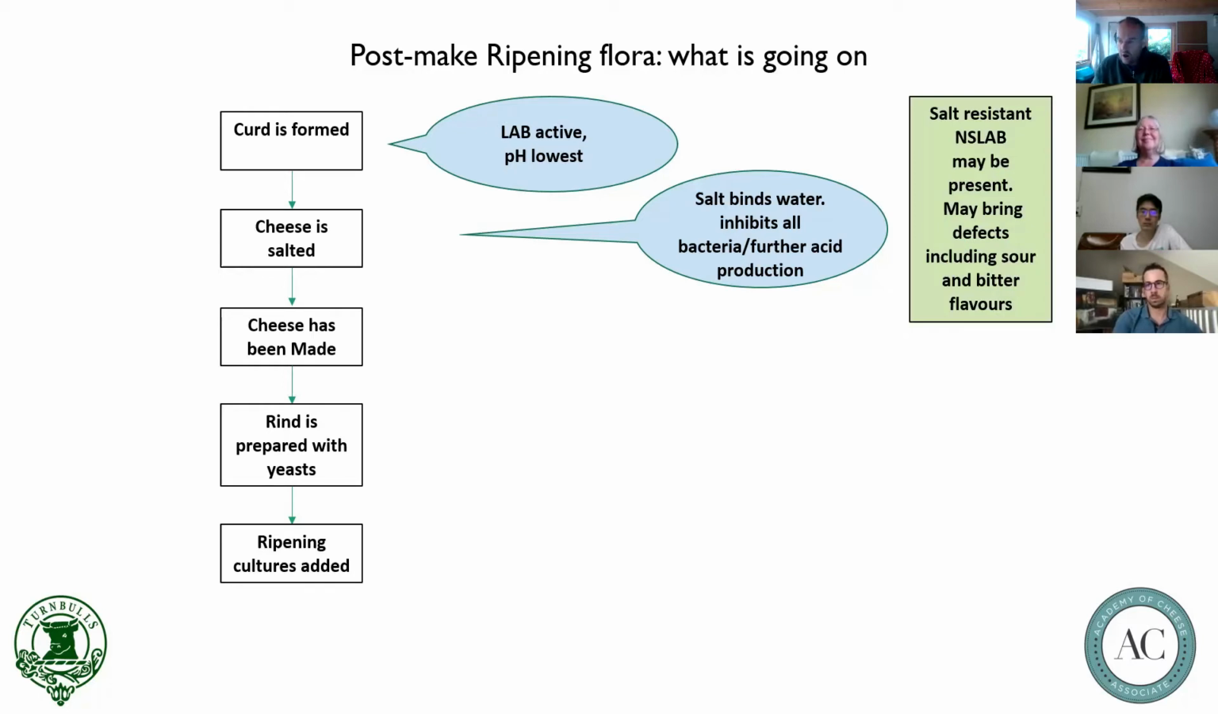Now, there are NSLAB, boring letters, okay? Salt-resistant, non-starter lactic acid bacteria, okay? These are lactic acid bacteria that have been introduced to the milk before we made cheese. They could have come from the udder, they could have come from the pastures, they could have come from lots of different places, but they're there by accident. And they could be salt-resistant, okay? Which means they could go on creating acidity past the moment of salting, which is a bummer.